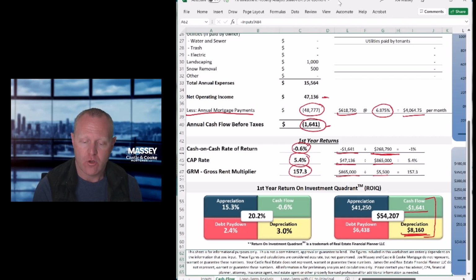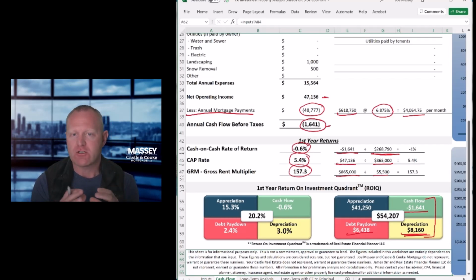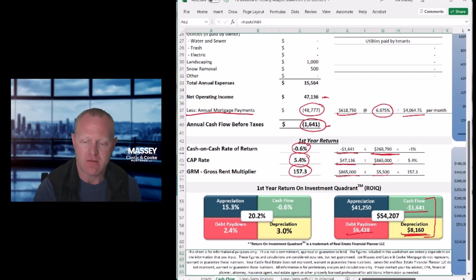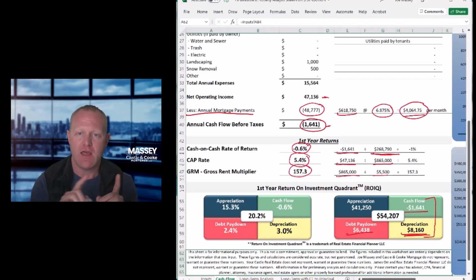The next return we're looking at is debt pay down or debt reduction. So when you buy the property, you get a 30-year fixed rate loan and you're paying principal and interest. Every month, a portion of this payment, this $4,064, a portion of that goes towards interest and a portion of that goes towards principal.